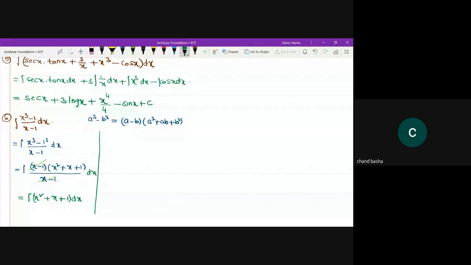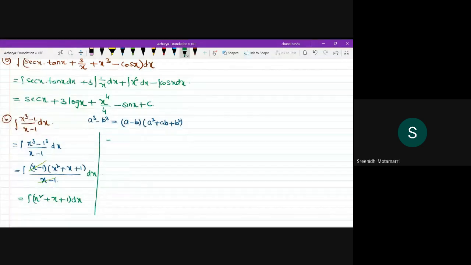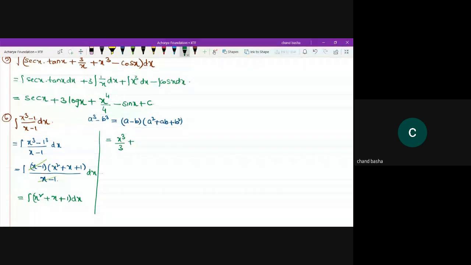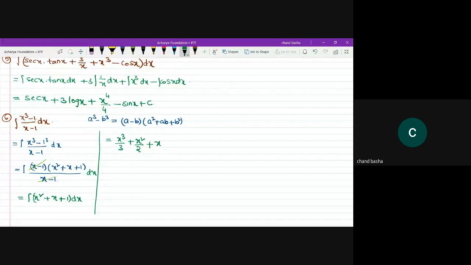Srinidhi: Sir, x cube by 3 plus x square by 2 plus x. Yes, x square divided by 2 plus x plus c. This is what we got. But if you're not getting an idea for reducing this numerator with x minus 1, always try to see the denominator: no term should be there, no expression should be there. So you should concentrate always. No expression should exist in the denominator.